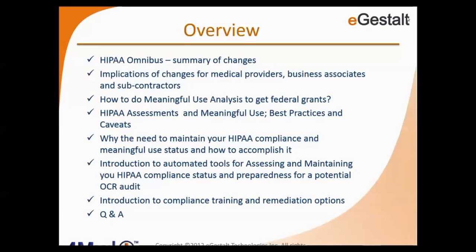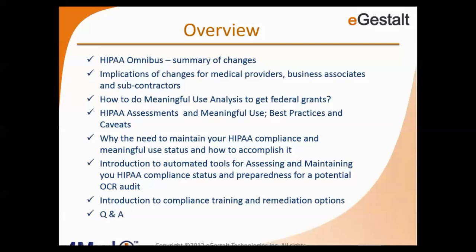Great. So in terms of the topics that we will cover today, it's right here. We will start out by talking about the changes that have been brought about by HIPAA Omnibus. This was enacted in January of 2013 and has been enforced since September 2013. And how does the HIPAA Omnibus affect medical providers, BAs, and subcontractors is also going to be covered today. And then we'll talk about meaningful use grants and what does it mean to do meaningful use analysis to get the federal grants.